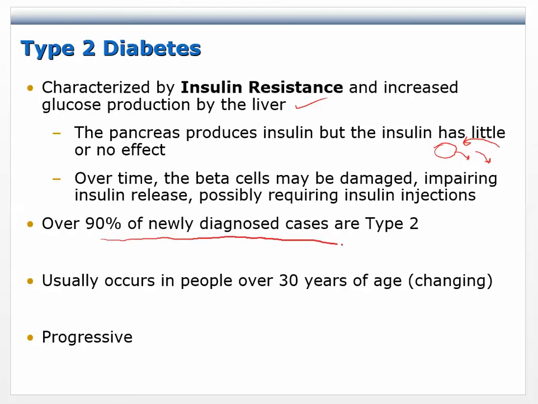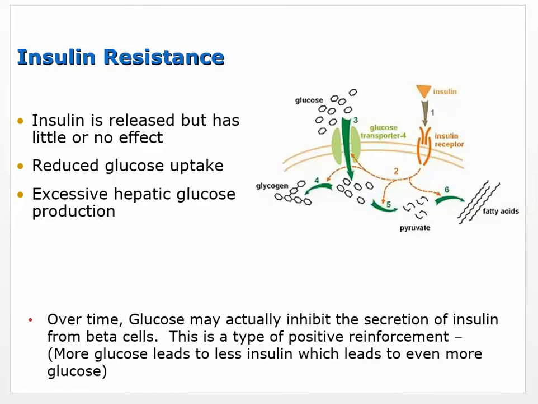Over 90% of newly diagnosed cases are type 2. So it's more common and generally occurs in older people. They used to call it old age diabetes. When I was a kid, they did. And it was something that people developed later in life. It's that age is getting younger and younger and younger, unfortunately, and it is progressive. So once you've been diagnosed with it, it usually doesn't get better. It can be managed, but it tends to be progressive.